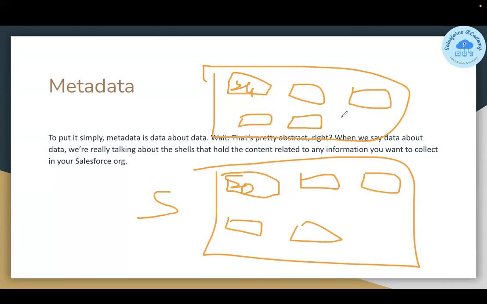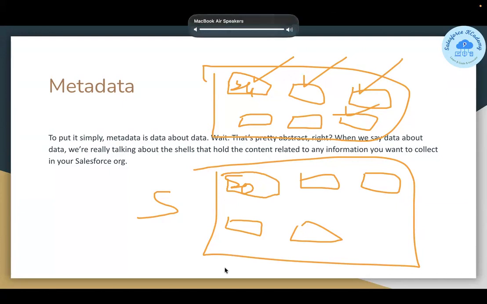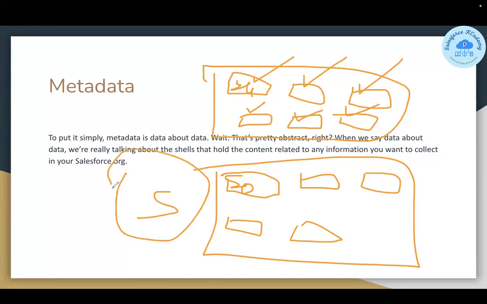Now tell me, what is Surabhi? Surabhi is a record. Name, email: what are these called? Come on. See, student is the Salesforce object. Student is the object. Name, email, these are called fields.